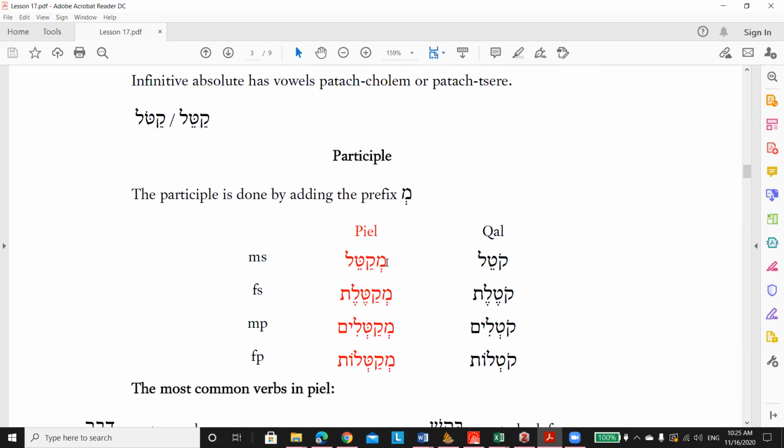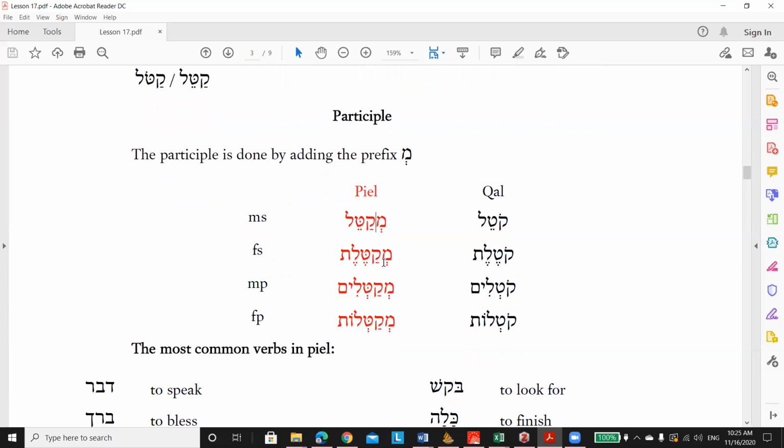And this is the same way in three stems. For Pual, Piel, and Hithpael, the participles are formed in this way. And of course, we have a masculine singular participle, feminine singular participle, masculine plural, and feminine plural. And remember that the participle could also have a construct state. So it can function almost as a noun.